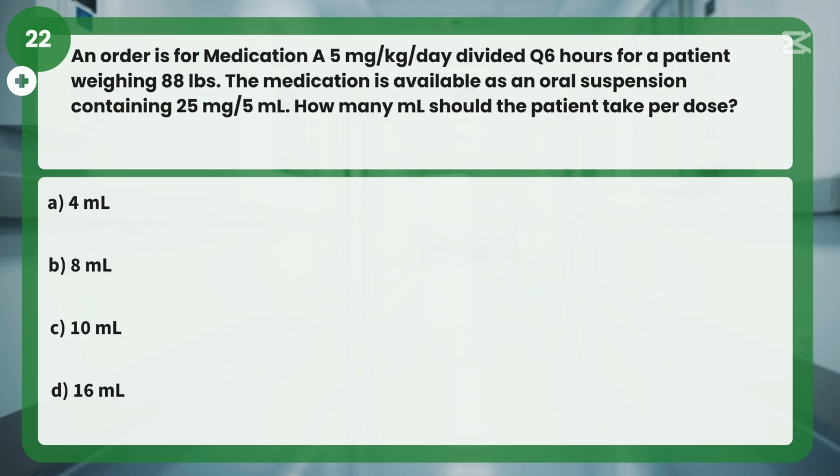Question 22. An order is for medication A 5 milligrams per kilogram per day divided Q 6 hours for a patient weighing 88 pounds. The medication is available as an oral suspension containing 25 milligrams per 5 milliliters. How many ml should the patient take per dose? A. 4 milliliters. B. 8 milliliters. C. 10 milliliters. D. 16 milliliters.